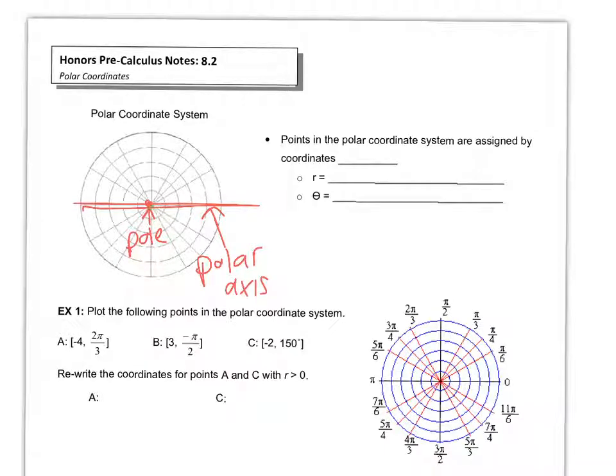And all of the points in the polar coordinate system are assigned by coordinates, and those are r and theta. So we were used to using x and y, we use r and theta. You'll also notice that rather than the parentheses right here, we also use brackets to indicate that we've made the switch to polar. So again, r itself represents the distance from the pole. So how far a point in space is away from the actual pole. So r is the distance from the pole.